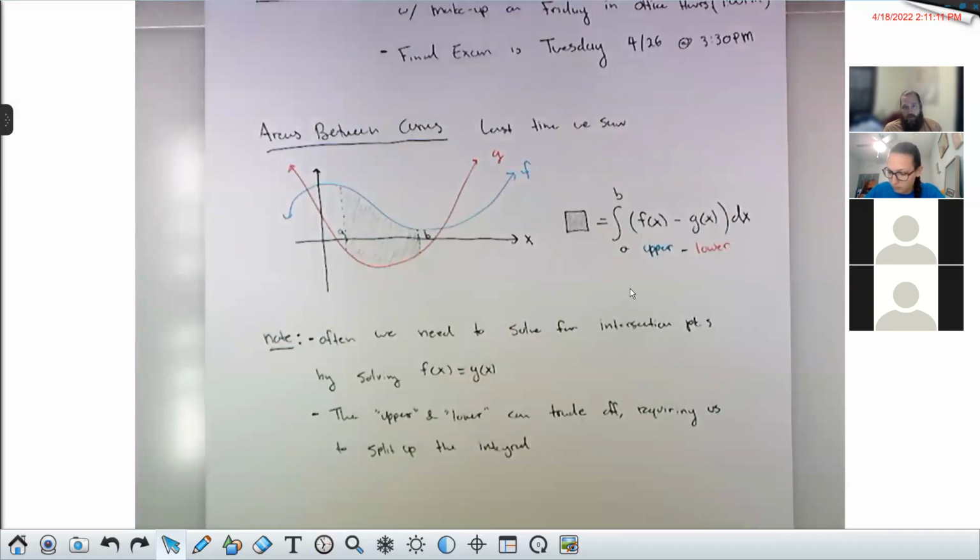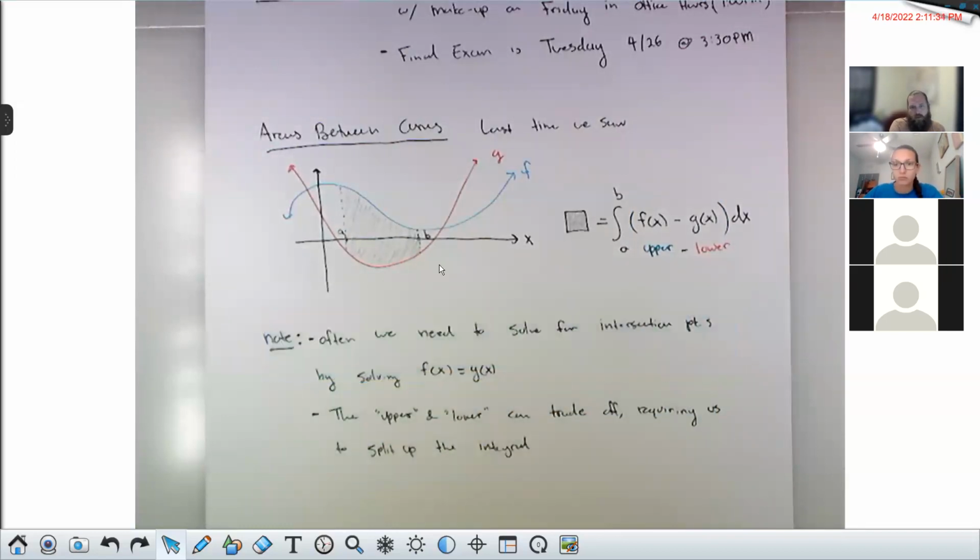Formally, that's correct. But in practice, the only way to calculate an integral like that is to find the intersection points and split it up, depending on who is the upper and who is the lower. So you may see in your homework the integral of the absolute value of f minus g. And just know that the way to handle such a thing is the procedure that we've been discussing.